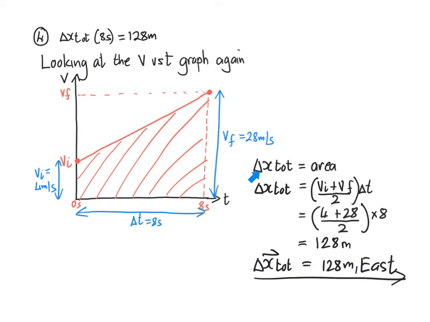Now, the total displacement is equal to the area under the graph, as we've already discussed and used extensively. So writing this in a general form, this would be the length of the left-hand side of the trapezium plus the length of the right-hand side, or rather the left-hand height and the right-hand height, divided by 2 to give the average height, times the time interval, delta t. This gave us 128 meters, in an easterly direction.